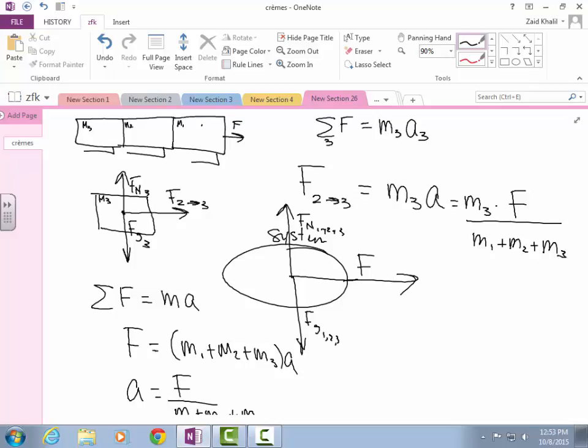But what's F of 3 on 2 equal to? Yes? Very good. This is equal to M3 times F over M1 plus M2 plus M3 plus M2 times F over M1 plus M2 plus M3. But what is this equal to? Yes?